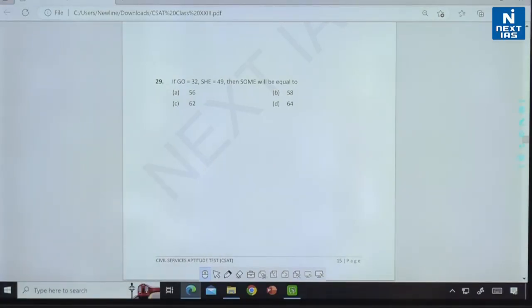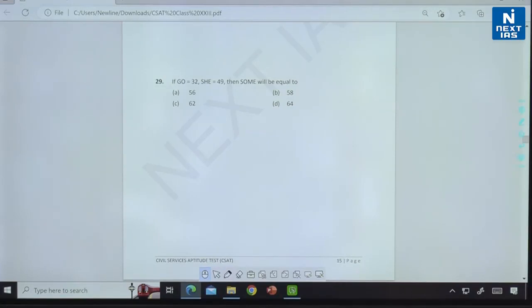Now all of you, here in this case, a word is given and then the code is given. GO equals 32. Then SHE equals 49. You have to find out the code for SOME.